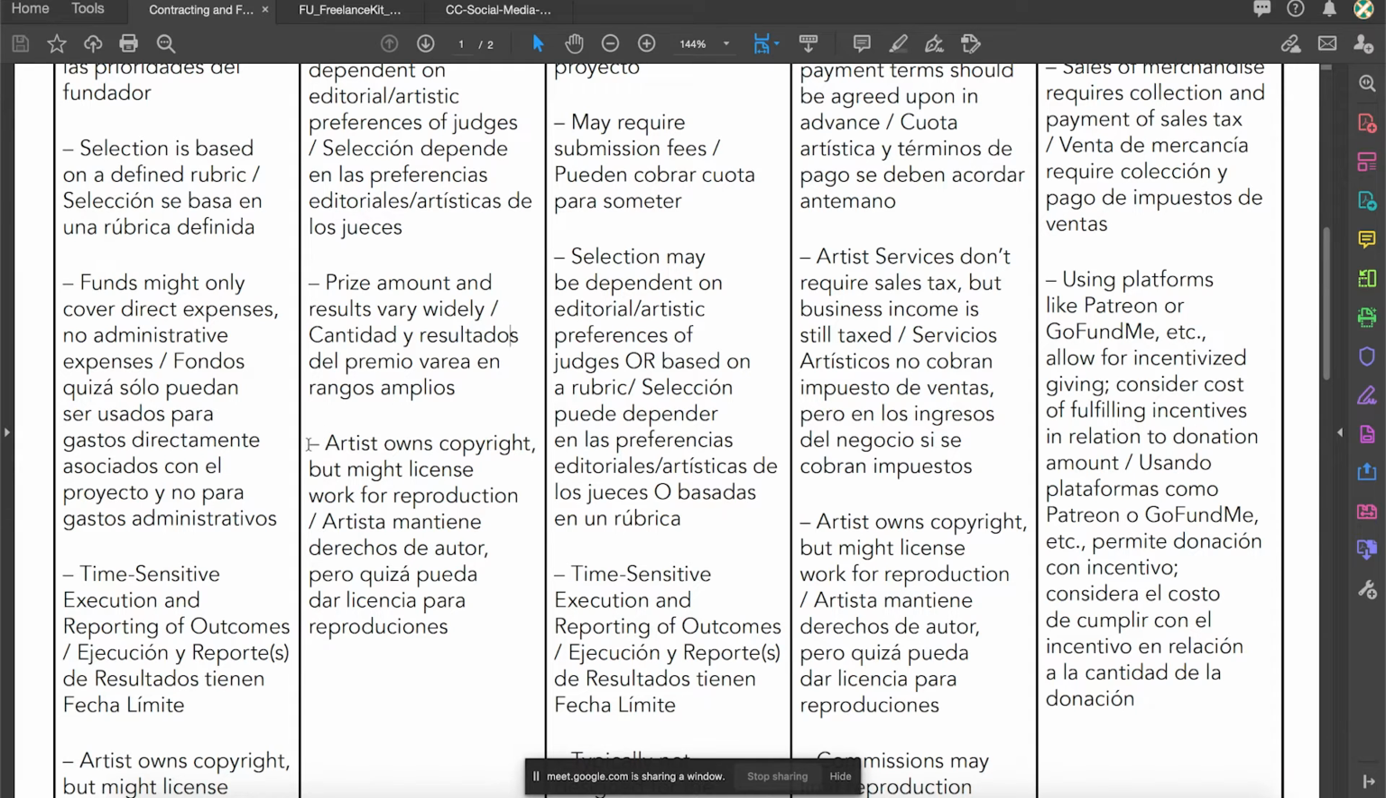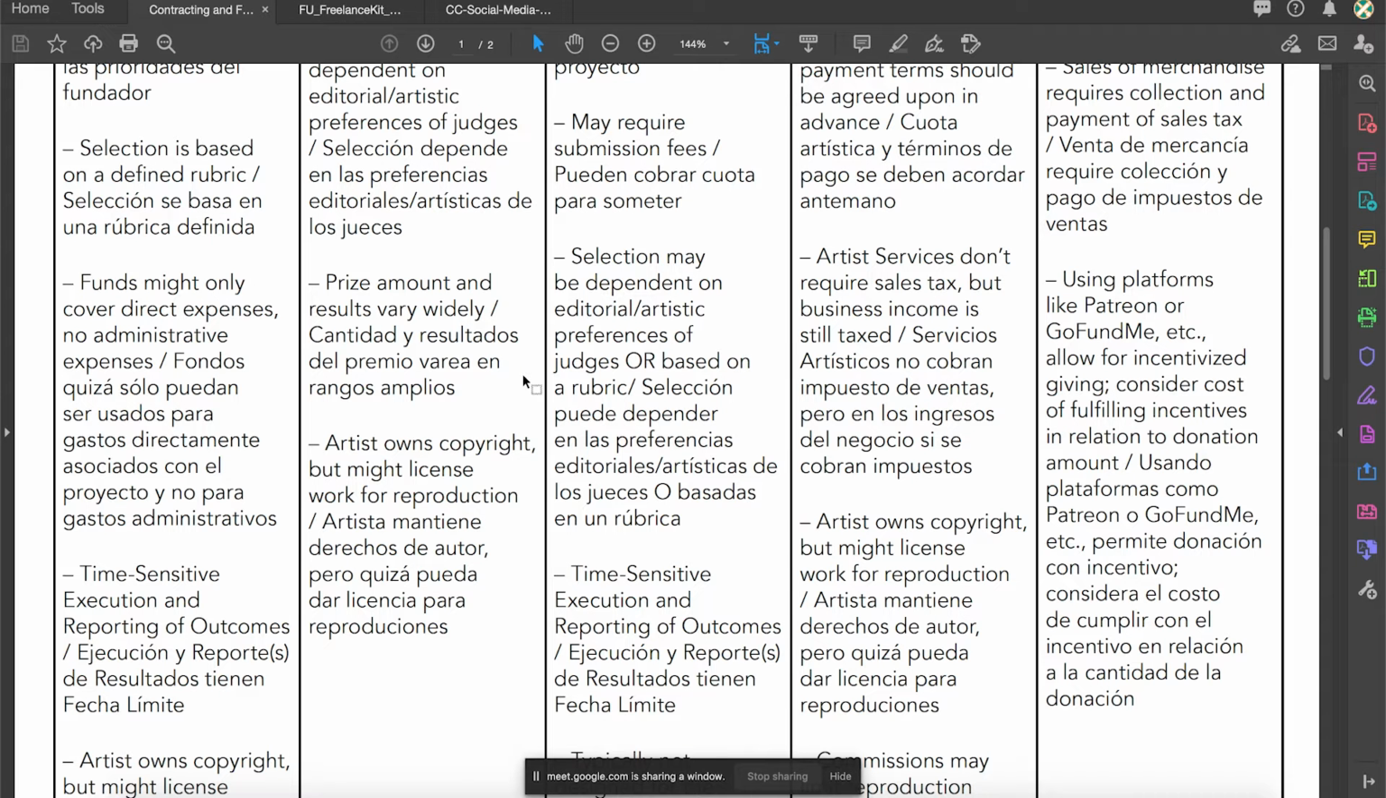With awards and contests, the artist almost always continues to own the copyright, but they might license your work for reproduction, right? So if it's a poetry award, like the ones that I've won in the past, they'll give me the award, they'll give me the cash, and then they'll say, hey, we also want to publish your work. So give us a license, your permission to print your work in our anthology that collects the work of other artists that were also selected to be in the book.